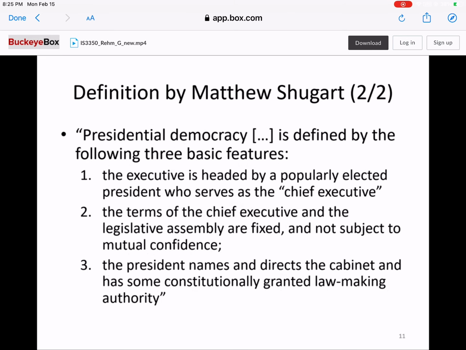And then presidential democracy is defined by the following three basic features. First, the executive is headed by a popularly elected president who serves as the chief executive. Second, the terms of the chief executive and the legislative assembly are fixed and not subject to mutual confidence. So the parliament doesn't hire or fire the president, and the president cannot dissolve the parliament. And third, the president names and directs the cabinet and has some constitutionally granted lawmaking authority.